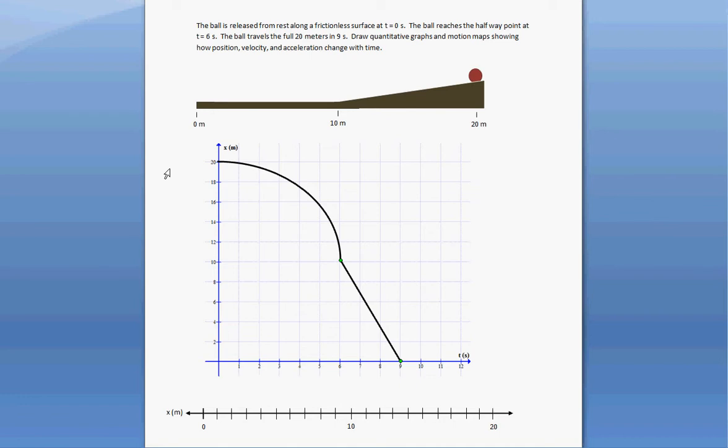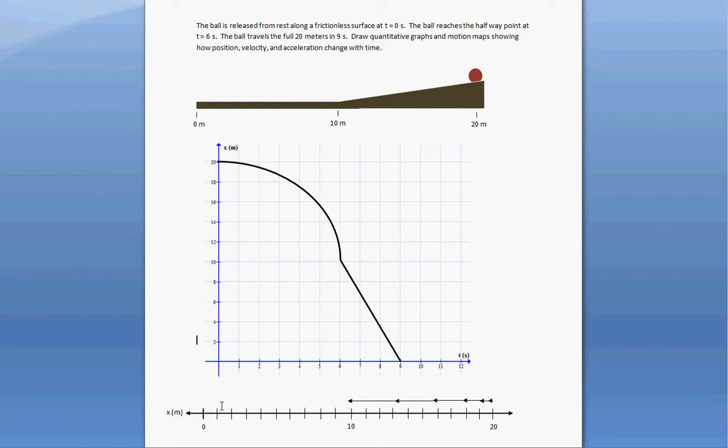To draw the motion map for this, we're going to start at 20 meters, and we're going to see the ball speed up from 20 to 10 meters. This is going to occur for 6 seconds, so we're going to draw 6 arrows, getting progressively larger because each arrow is covering more and more position with time.